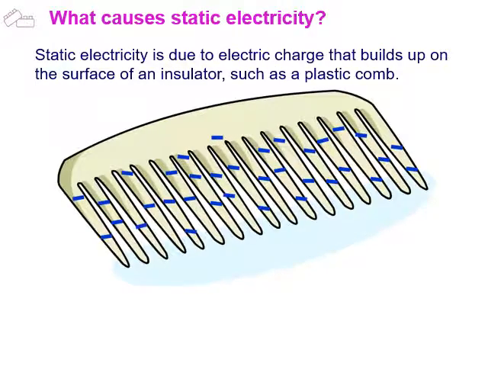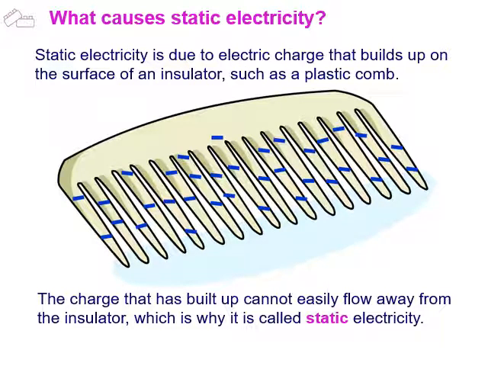So what causes it? Well, if we have the example of combing your hair, then all of the electrons will move from one of the items to the other. If I stick with the example of combing your hair and with this diagram in front of you, you can see that when the comb has gone through the hair, the friction between the comb and the hair produces heat.